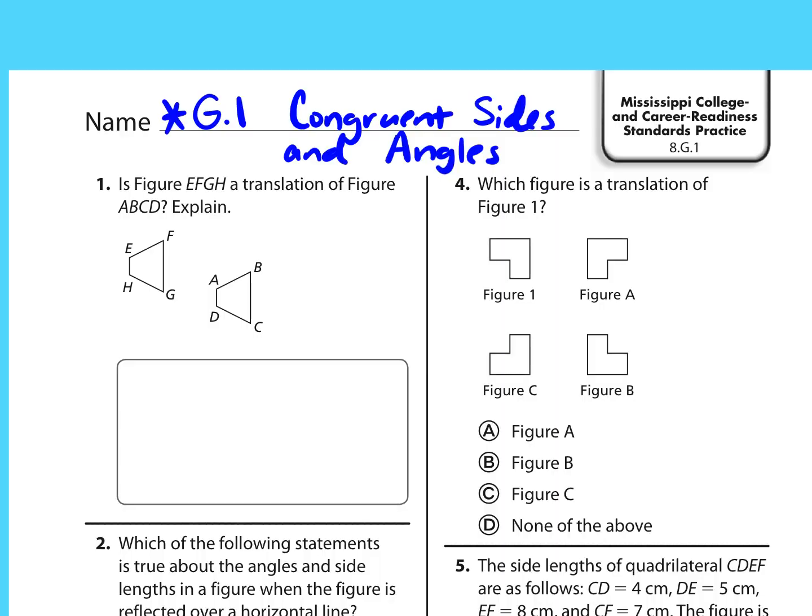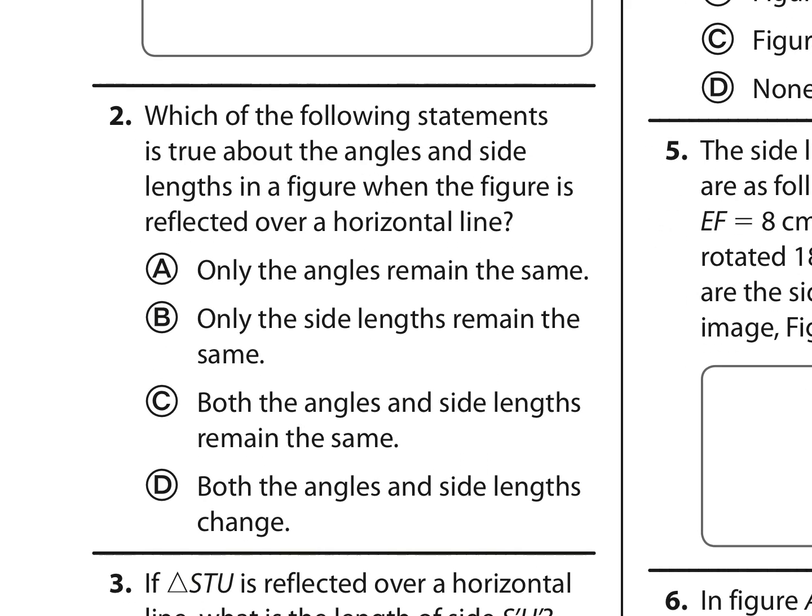Standard 8G1 is about congruent sides and angles. So number 2, which of the following statements is true about the angles and side lengths in a figure when the figure is reflected over a horizontal line? In a reflection, both angles and side lengths stay the same. That's true of translations, reflections, and rotations.